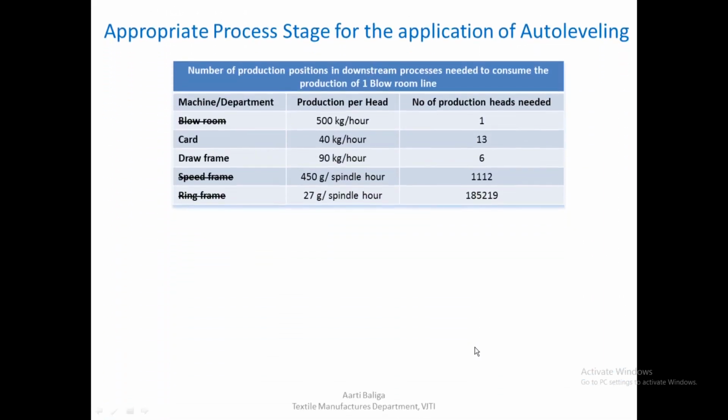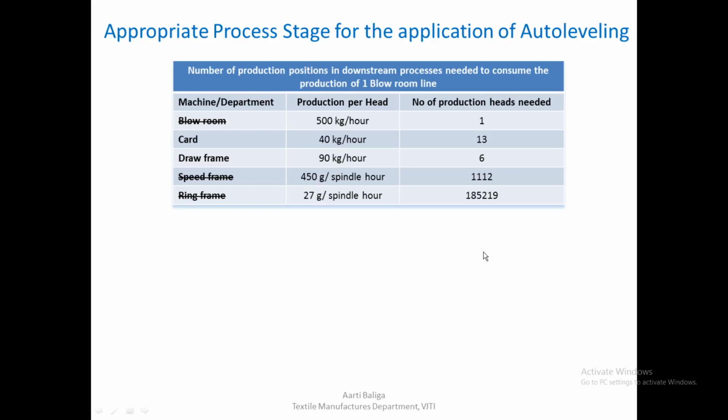So we come to another topic: the appropriate process stage for the application of auto leveling. Suppose I want to apply an auto leveler at a stage in the spinning process. So which stage should I actually select?